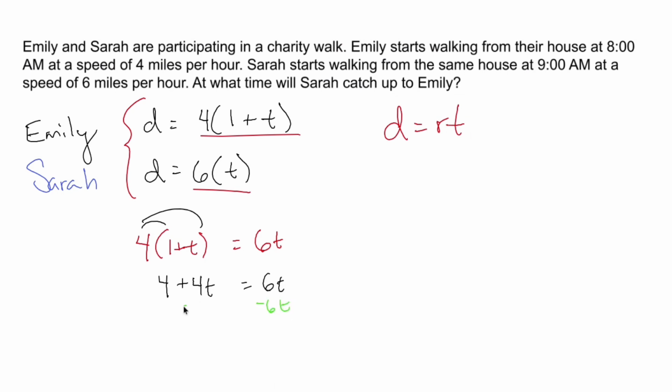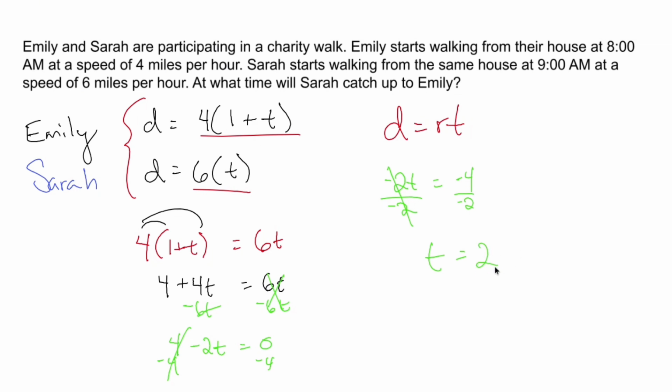We can subtract 6t from both sides. I always like getting rid of the term on the right, and a lot of people will say, no, I'm not going to do it that way. This is the way I do it. Subtract 4 from both sides. Negative 2t equals negative 4. Divide both sides by negative 2, and t equals 2.